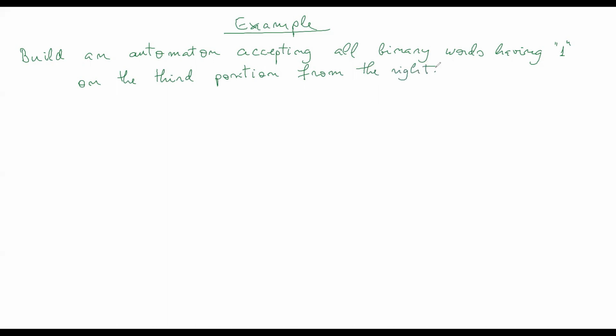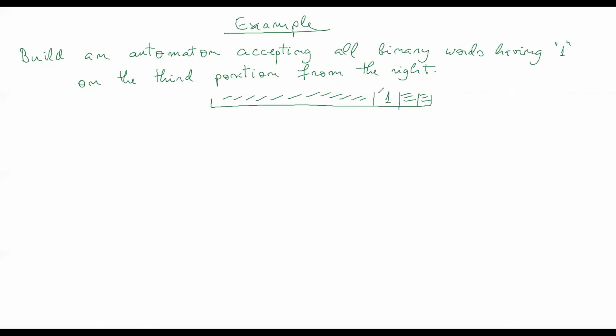So in other words, what I would like to build is an automaton that accepts all the words such that they have anything here on the last position, anything here, they have to have one on this position, and really anything on this part. So I would like to accept all such words and only such words.